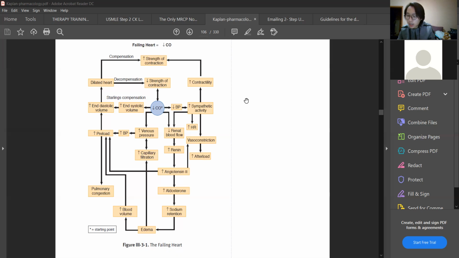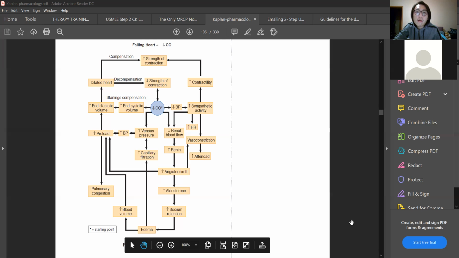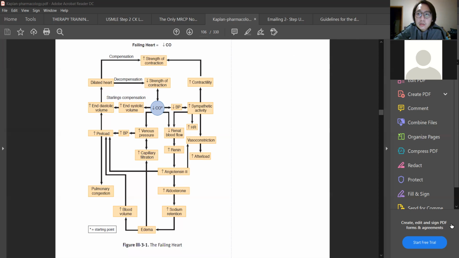Understanding this, it means that we also need to know how to diagnose a patient when you suspect that the patient's heart is failing. So, before going to diagnosis, I would like to show.